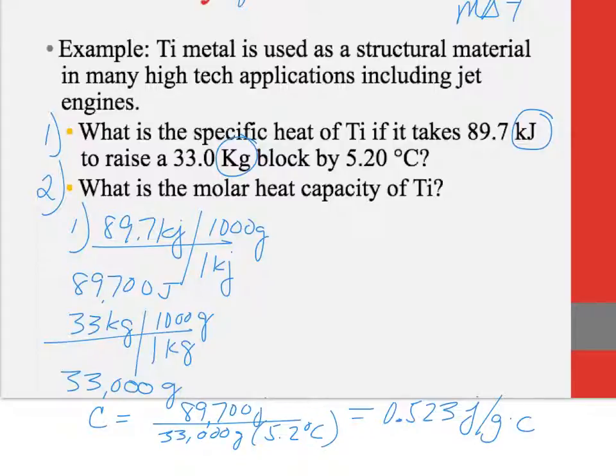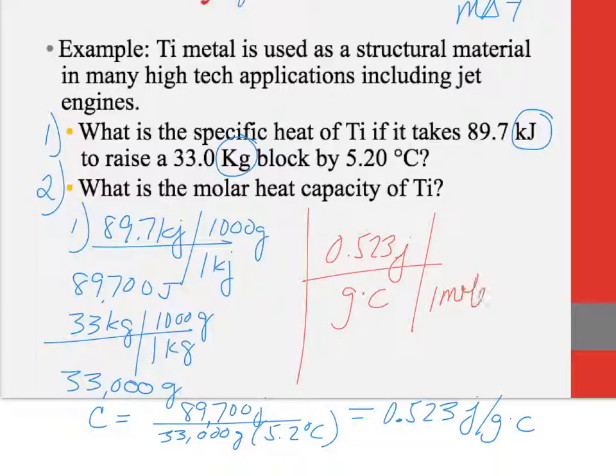In the second part, they want to know what the molar heat capacity is. Well, we just did this in the last problem. We have 0.523 joules per gram dot Celsius, and we want to know for 1 mole. 1 mole of Ti has a gram formula mass of 47.6 grams. This cancels, and I'm left with 24.9 joules per mole dot Celsius.